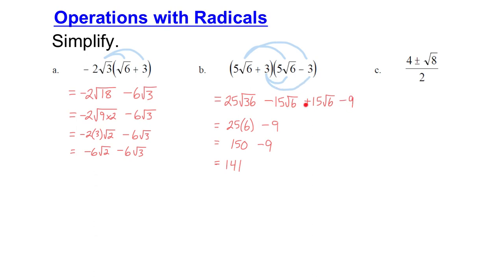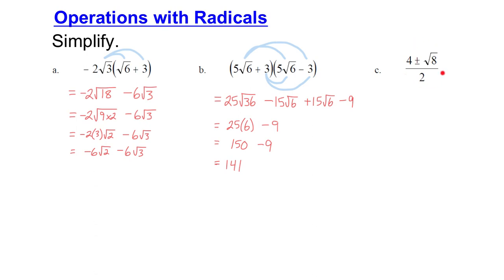Minus 15 root 6 plus 15 root 6 add up to 0. Root 36 is 6, so I have 25 times 6 minus 9. That ends up being 141 when I simplify it.